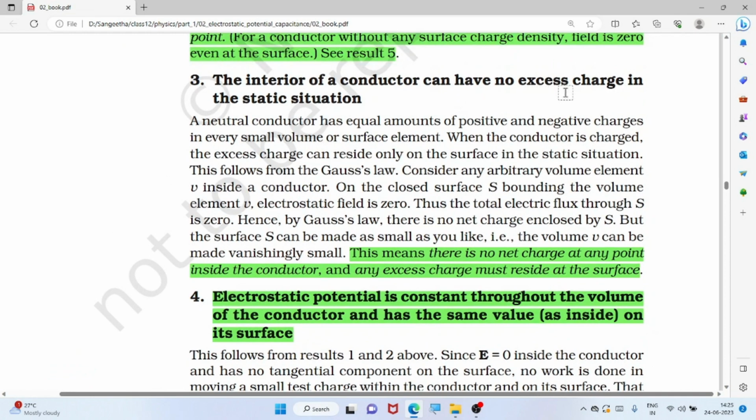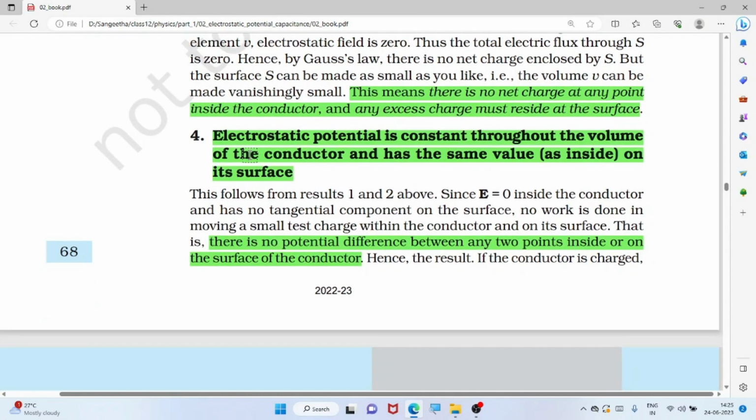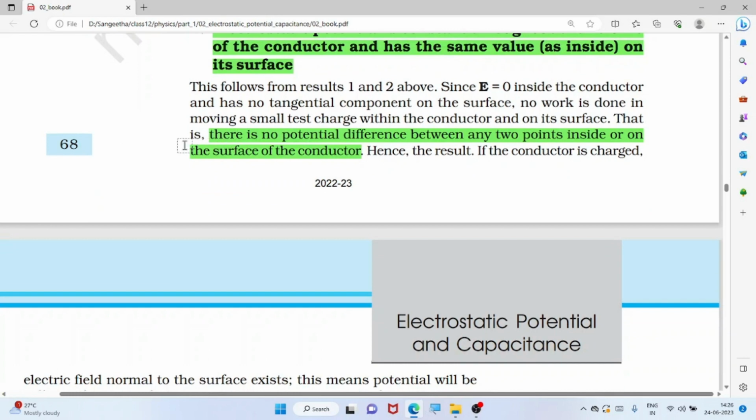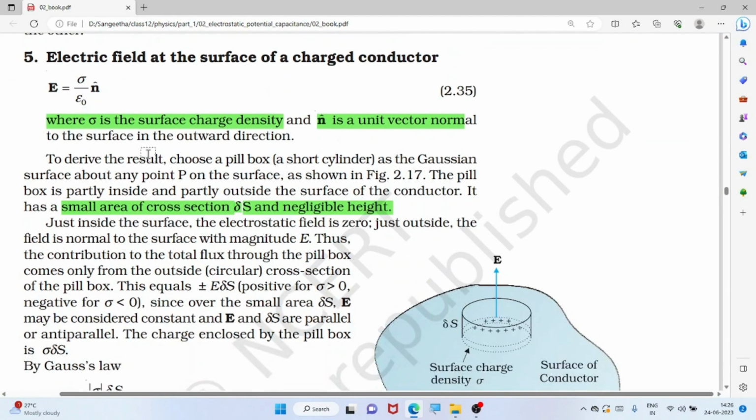Interior of the conductor, and I have no excess charge in the static condition. There is no net charge at any point inside the conductor. This electrostatic potential is constant through the volume of the conductor. Potential difference between any 2 points inside or on the surface of the conductor. At the surface of the conductor.